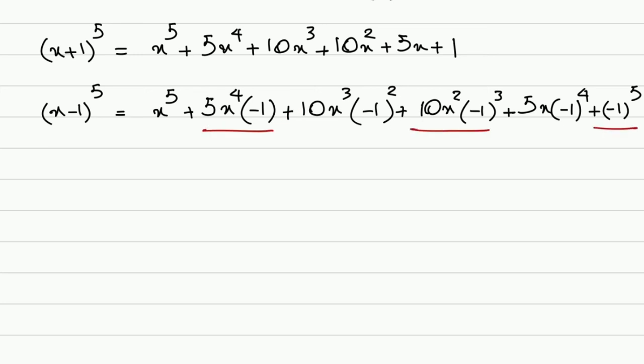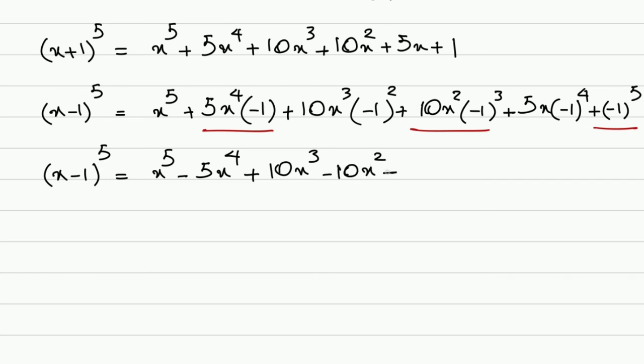Now let's write it again in a cleaner form. (x − 1)^5. Here we have x^5 − 5x^4 + 10x^3 − 10x^2 + 5x − 1.